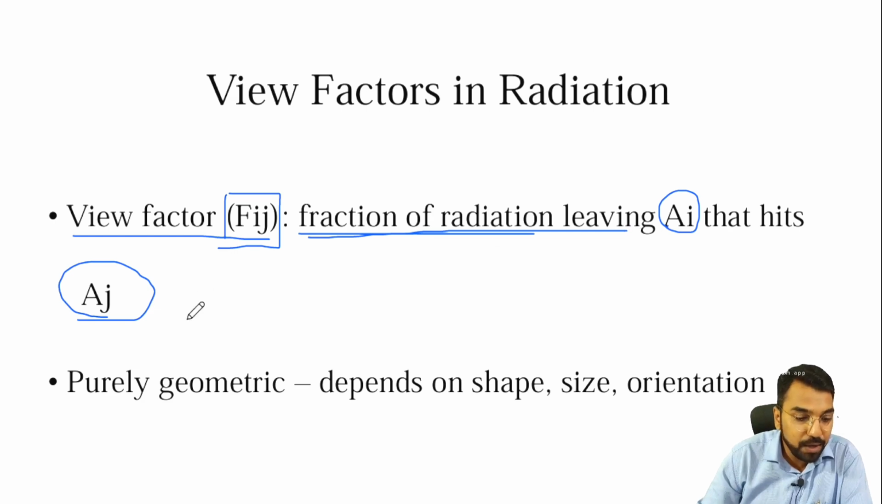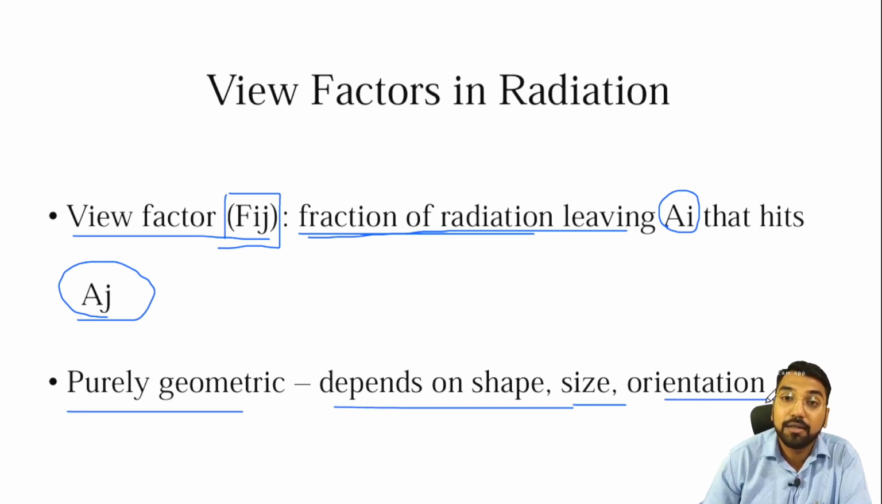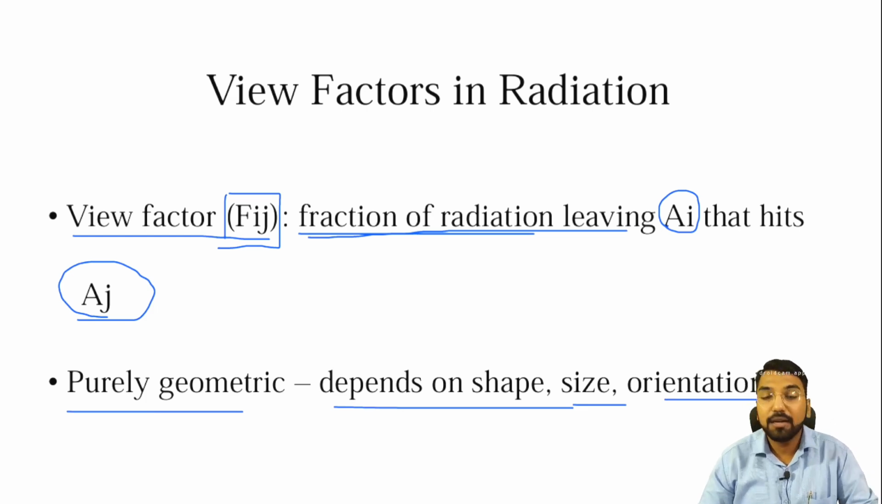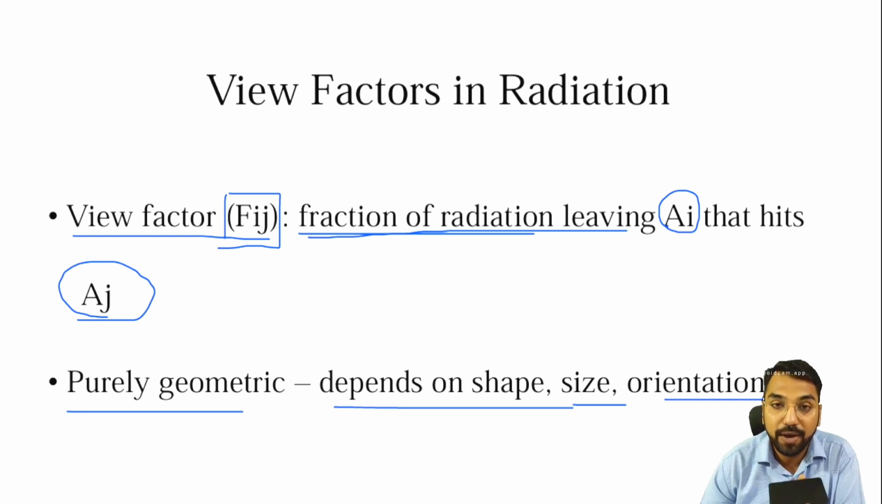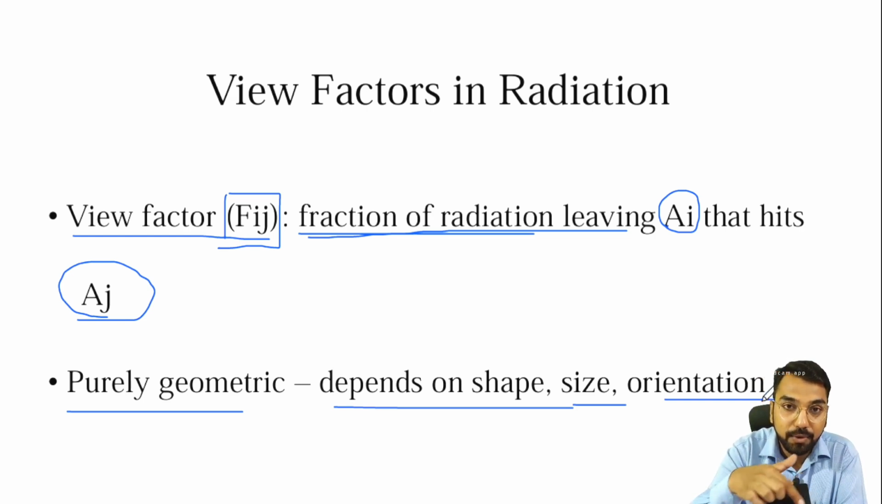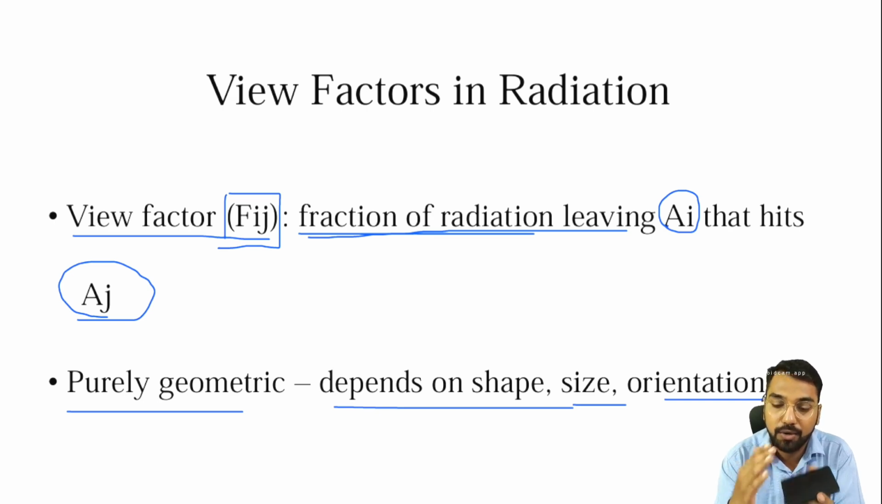So it is purely geometric and depends on the shape, size and orientation. It is a purely geometric term of radiation, the view factor, which mainly depends on a surface area, how it is oriented to another surface area, and its size. So whatever energy is going to be emitted from this surface area to another surface area is dependent on its size, shape and orientation. Orientation is also important.